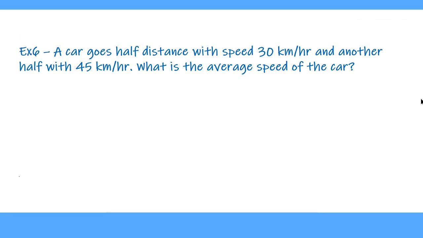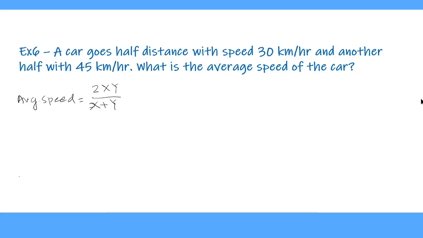We are going to use another formula for average speed. In this formula, if the distance is the same and the speeds are different for two equal distances, then the average speed is given by the formula: average speed equal to 2xy upon x plus y.